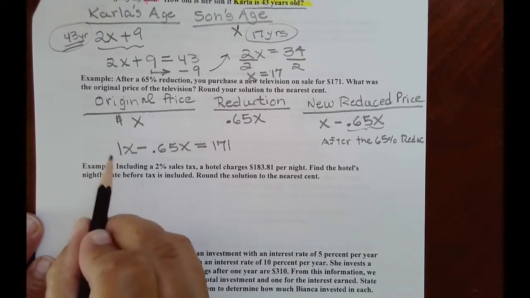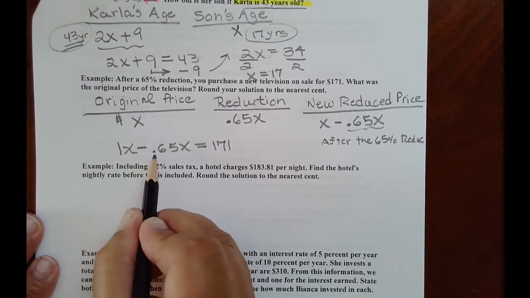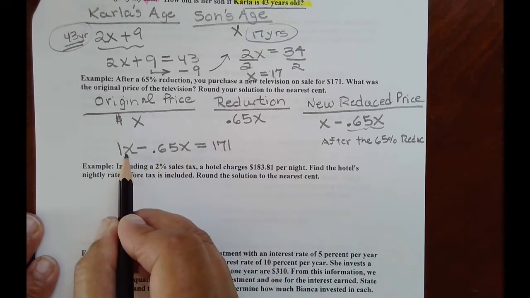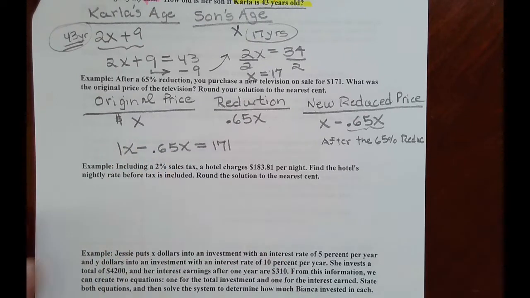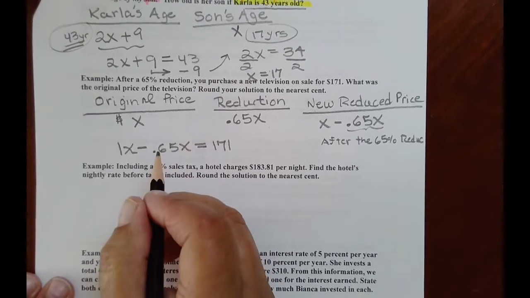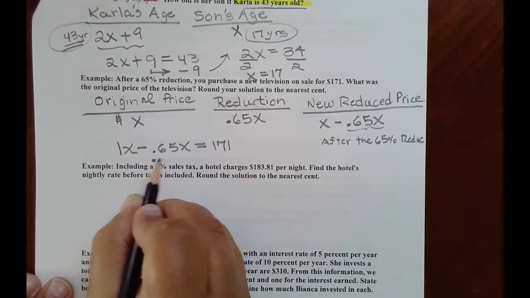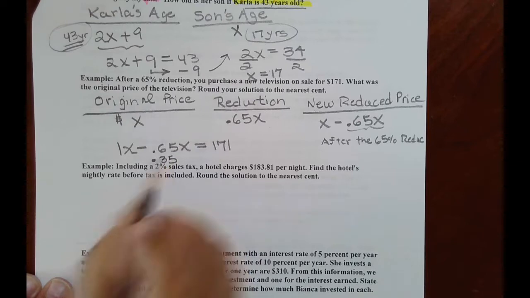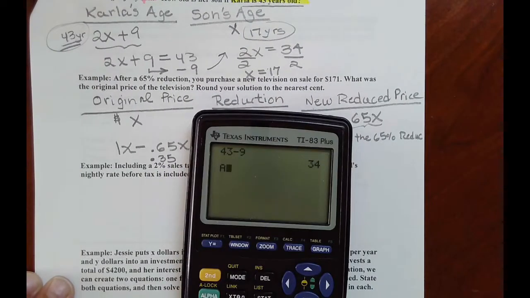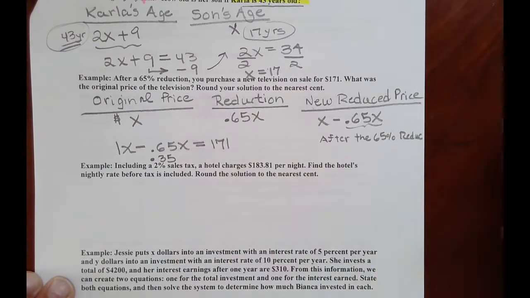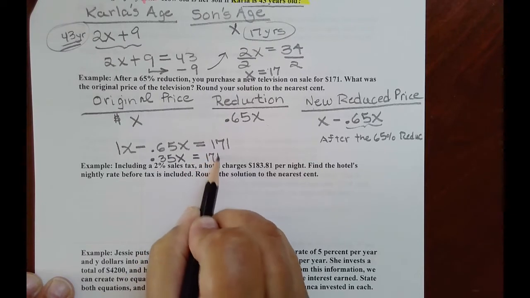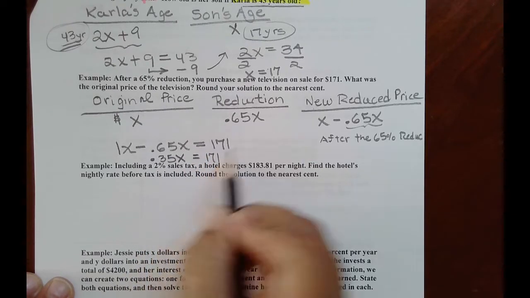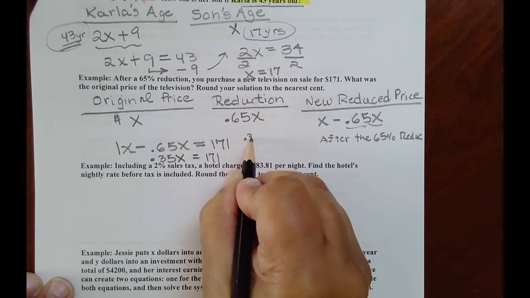So you have 1x minus 0.65x. These are like terms, and you're just going to combine the coefficients. 1 minus 0.65, which would be 0.35. Put that in your calculator if you'd like. You're just putting the coefficients in there. 1 minus 0.65 is 0.35. That is equal to 171, and then you're going to have to divide each side by 0.35.